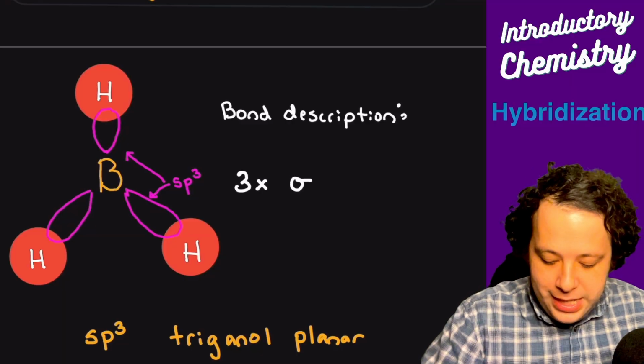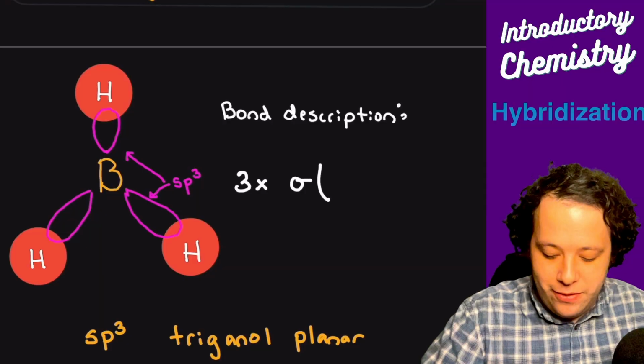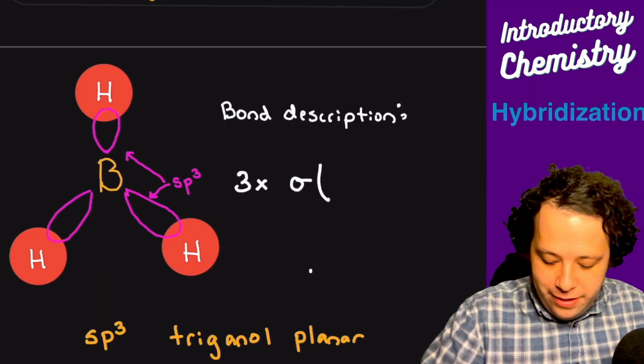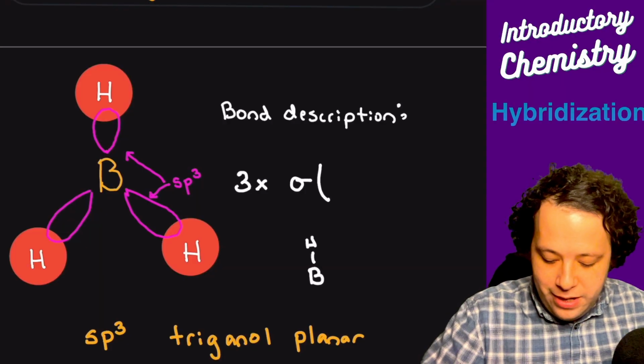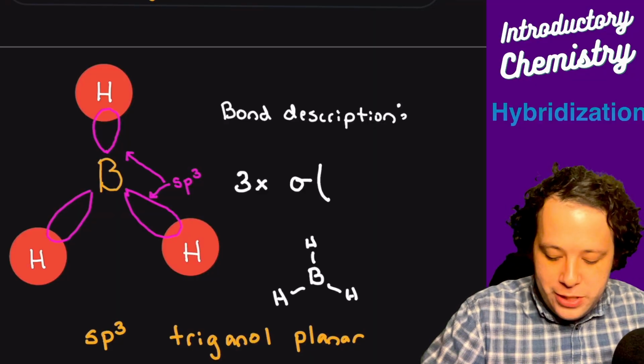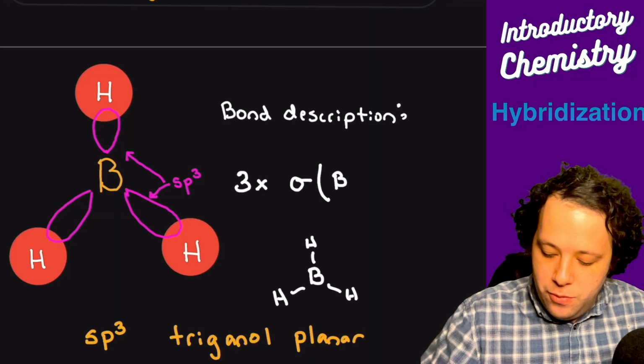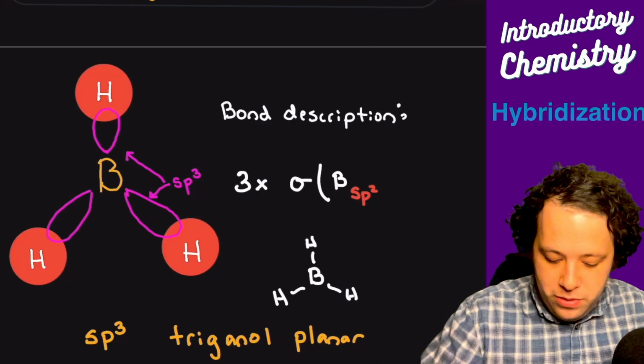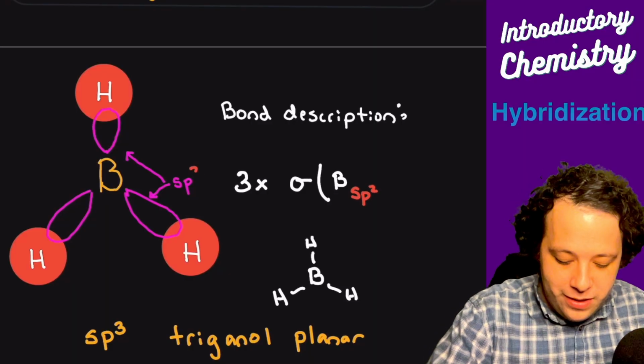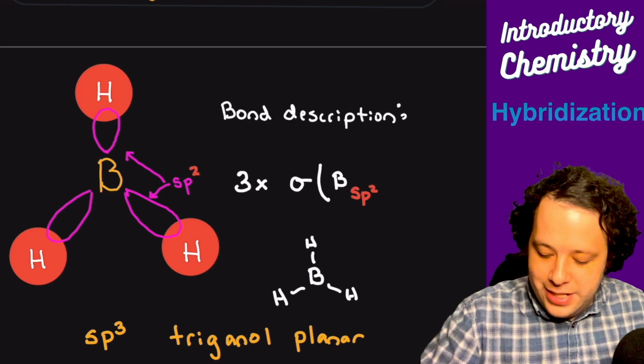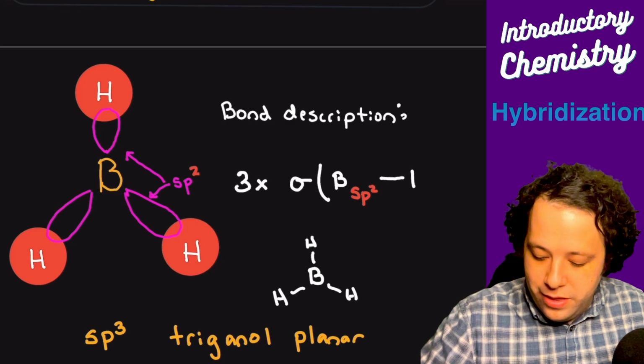We have a sigma bond that's interacting, a single bond. If you were to draw it out, you'll see we have the boron and all the hydrogens. And how would we describe it? Well, boron was sp2. Oh, and I don't know why I wrote sp3 there. Just notice sp2. And it's going to be interacting with the hydrogen s orbital.